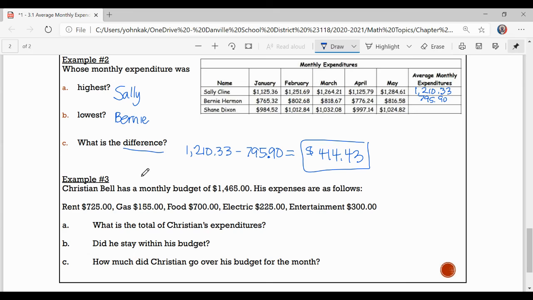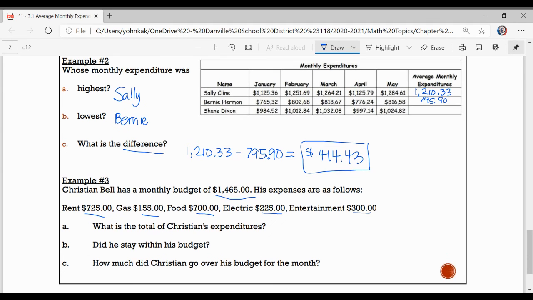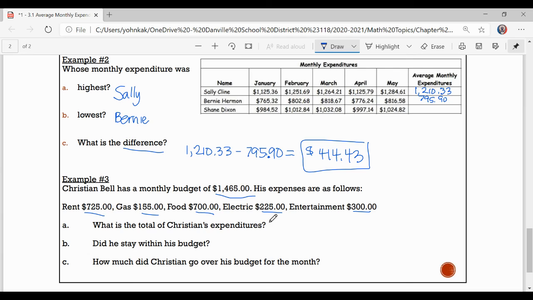Okay, finally, example number 3, Christian Bell has a monthly budget of $1,465. His expenses are as follows. Rent is $725, gas is $155, food is $700, electric is $225, and entertainment is $300. What is the total of Christian's expenditures? Okay, well, let's find his total. To find his total, we're going to add them all up. And if I add them all up, I'm going to get $2,105.